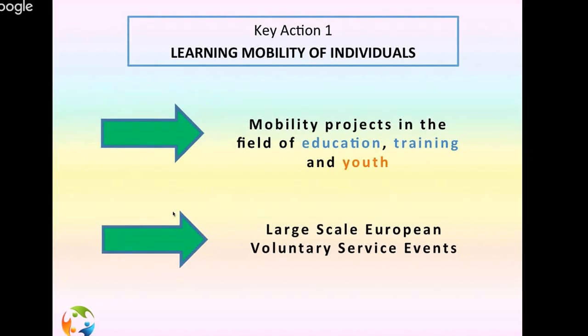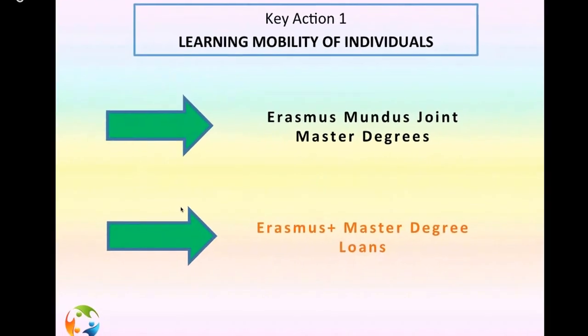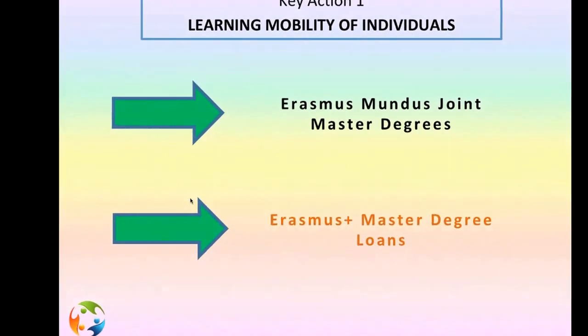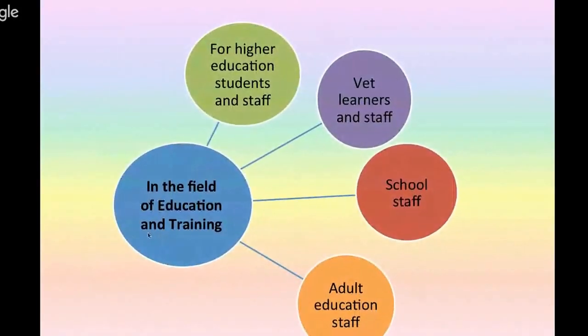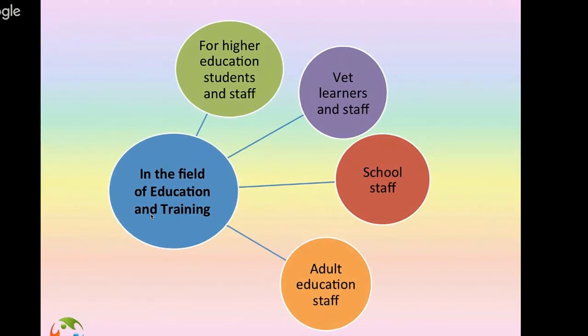Starting from Key Action 1, we have mobility projects in the field of education, training and youth, large-scale European voluntary service, Erasmus Mundus joint master degree, and Erasmus Plus master degree loans. Concerning the field of education and training, we have actions that can involve higher education students and staff, VET learners and staff, school staff, and adult education staff.